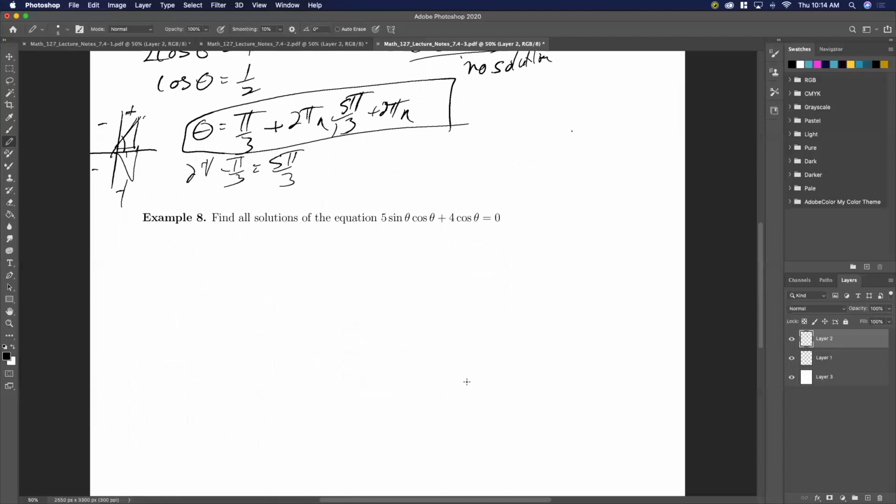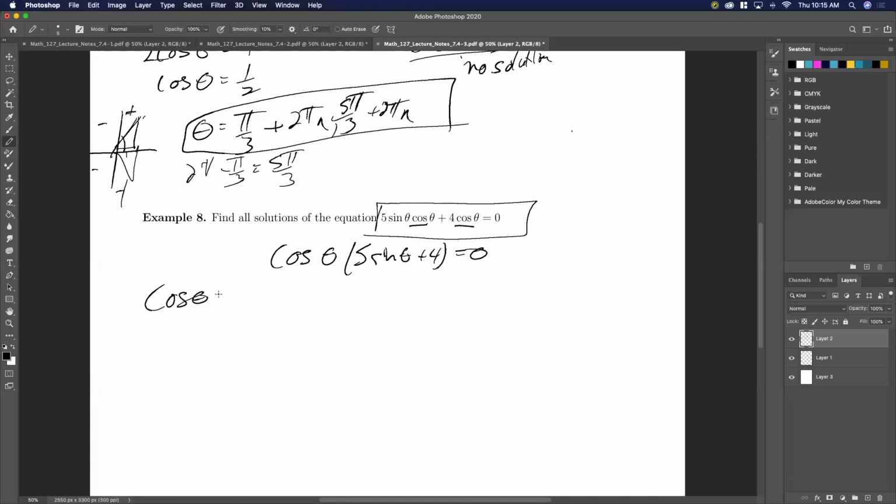All right, so find all the solutions of this mess. Well, what are you going to do for this? This isn't sine or cosine or all this other stuff. But notice here, I have a cosine here and I have a cosine here, so I can factor that out. So I'll have cosine theta times 5 sine theta plus 4 is equal to 0. Once I factor that out, here's another trick: either cosine theta is 0 or 5 sine theta plus 4 equals 0. So let's go ahead and split it.